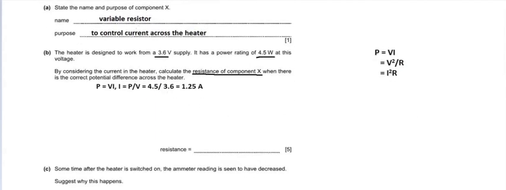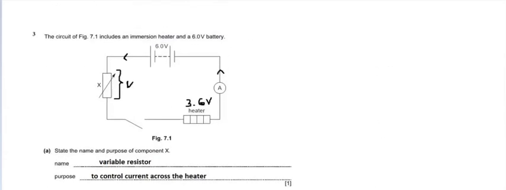So here I will calculate the potential difference across the variable resistor. V should be equal to 6 minus 3.6. That is coming out to be 2.4 volt. Okay, so why is it 2.4 volt? Because this 3.6 plus V should be equal to 6.